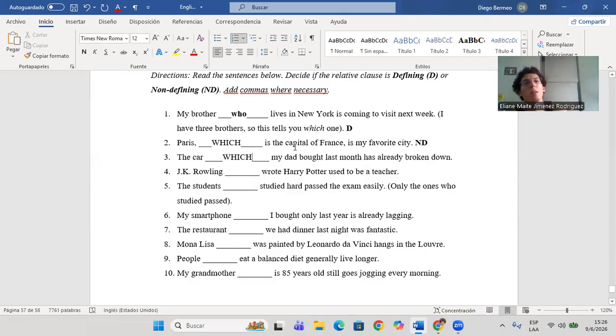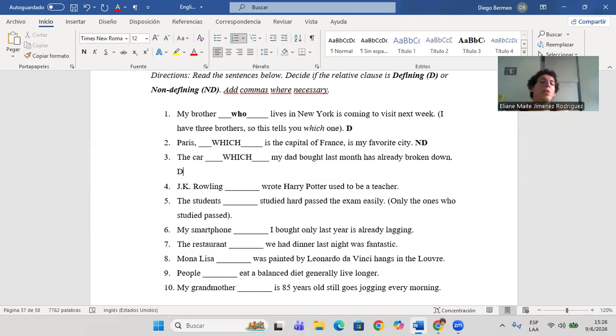The car which my dad bought last month has already broken down. Then we are going to ask which car? The car that my dad bought last month has already broken down. For me, this is defining, because if we don't have that information, we wouldn't know which car it is. So I'm going to write this is defining.